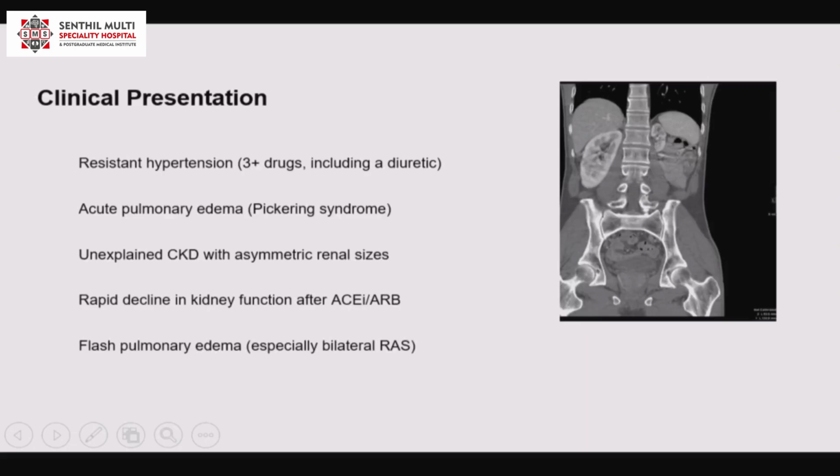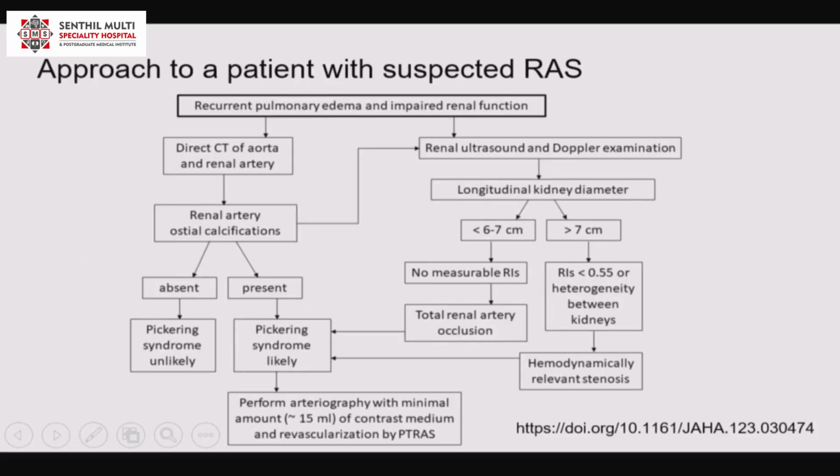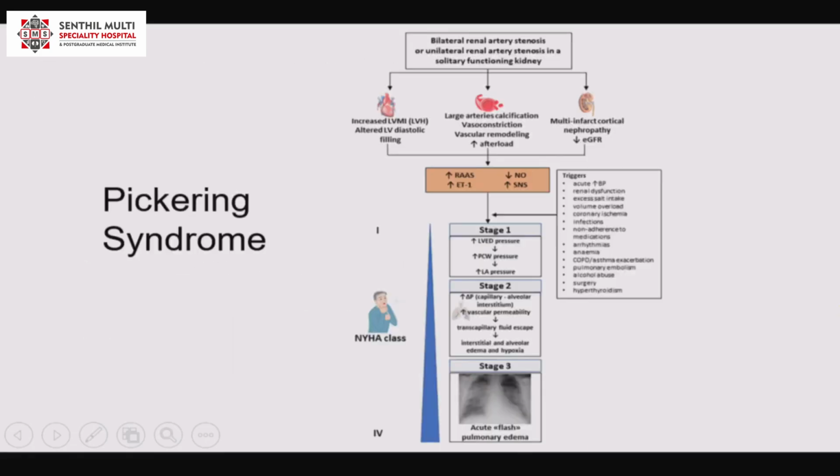If both kidneys are contracted symmetrically, we can brand them as chronic kidney disease. If there is more than 1.5 centimeter difference between the 2 sides of the kidneys, then we call it an asymmetric kidney contraction, and we should suspect the presence of renal artery stenosis. Here comes the importance of having POCUS in our postgraduate curriculum. Also, rapid decline after initiating a patient on ACE inhibitors and ARBs, hypokalemia, and flash pulmonary edema. This Pickering syndrome is flash pulmonary edema.